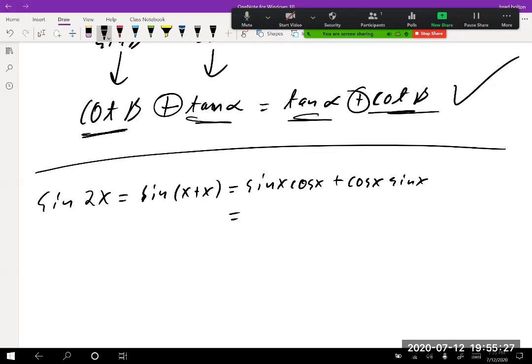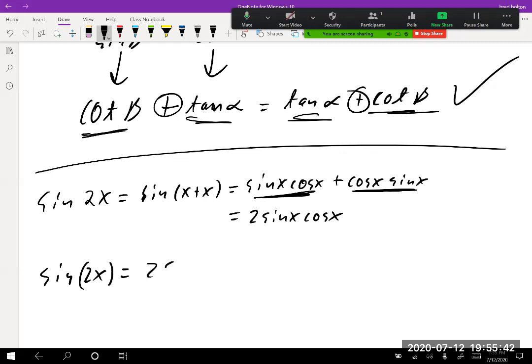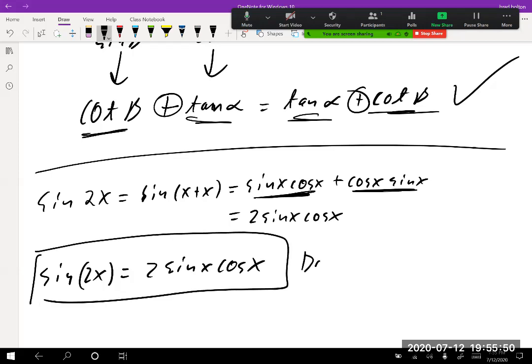But wait a minute, it doesn't matter the order, right? Because you're adding, and this is basically a sine x cosine x, and this is basically a sine x cosine x. So you have two sine x cosine x. As it turns out, sine of 2x, the double angle formula, is 2 sine x cosine x. This is a very important identity. This is called the double angle formula for sine. So that's going to lead us into the next section, so that's what we're going to pick up with in 7.6. But please let me know if you guys have any questions.